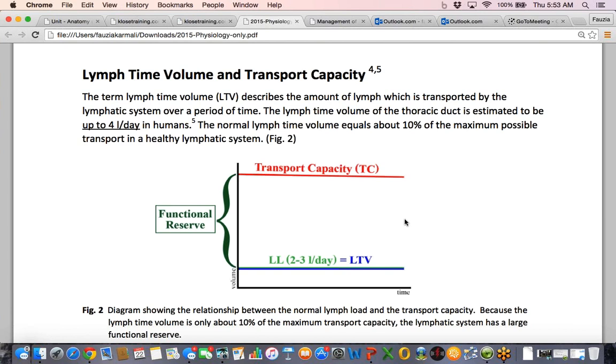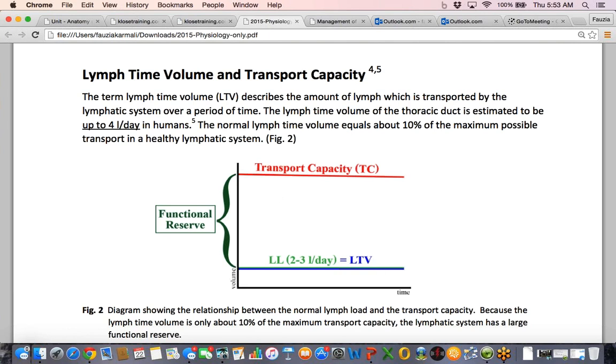So there's a few different things in this diagram that are important to note. The line at the bottom is the lymphatic load, and the amount of time that it takes for the body to dispose of that load is called lymph time volume.